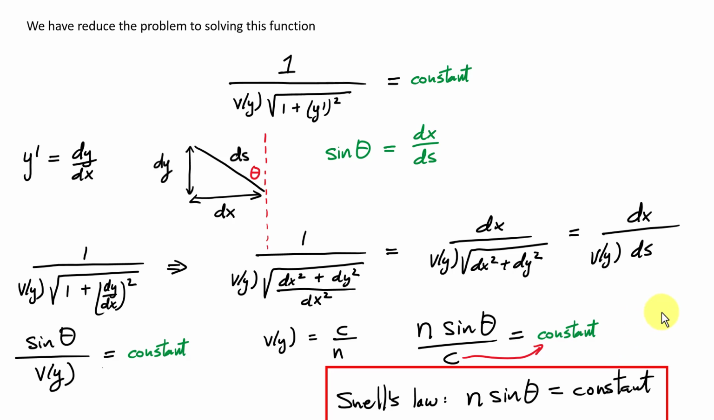And Snell's law says that the index of refraction multiplied by sine of the angle theta has to be equal to some constant value. All right, so that is a very complicated method of showing Snell's law using the Euler-Lagrange equation. But Euler-Lagrange is a powerful method that allows you to solve very complex problems.